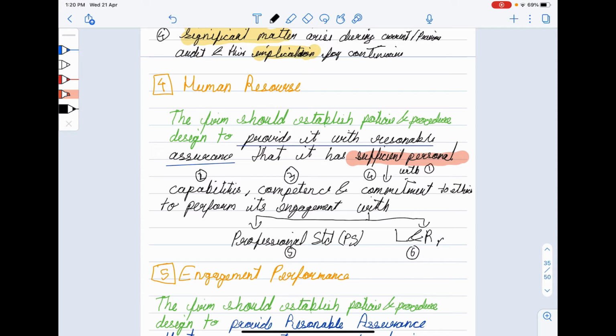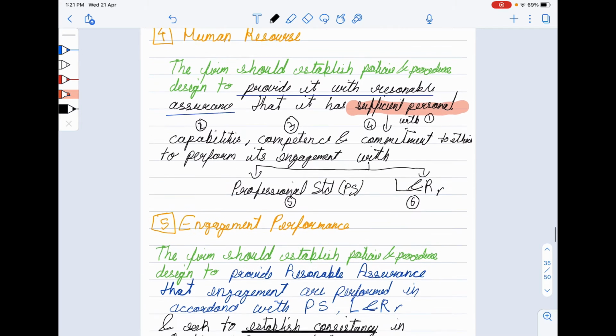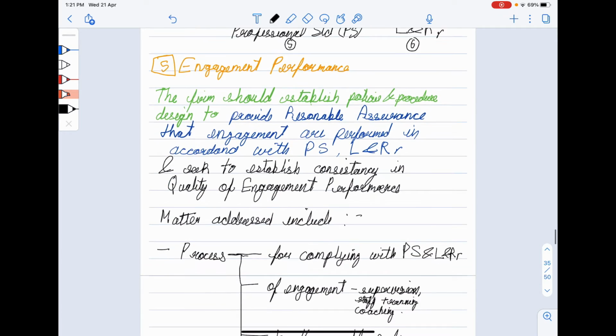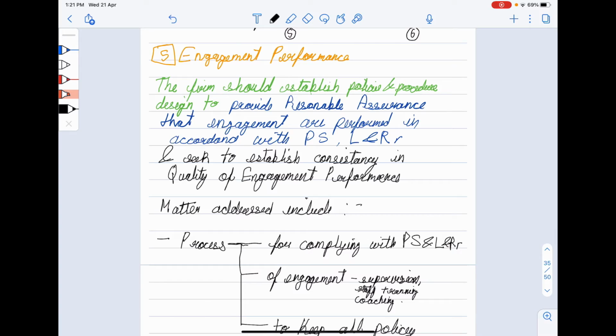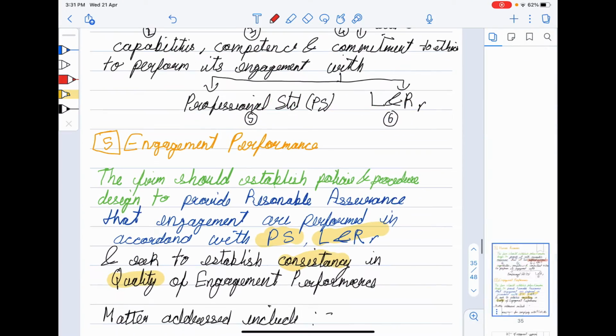Policies and procedures of the firm should provide that it has reasonable assurance that it has sufficient personnel with capabilities, competence and commitment to ethics to perform its engagements in accordance with professional standards and laws and regulations. Okay, next is engagement performance.